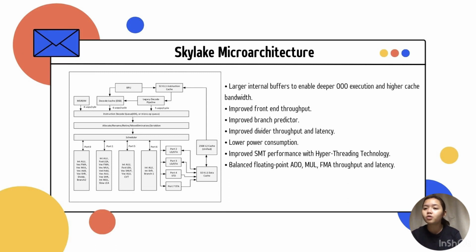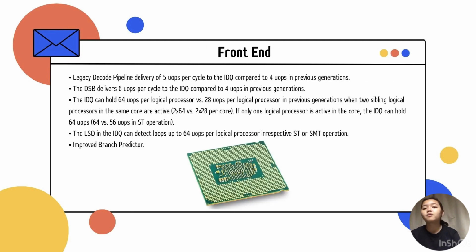Lastly, 4-core configurations can be supported similar to the arrangement. Next, I am going to discuss the front-end efficiency. The first one I'm going to talk about is legacy decoding. The Skylake front-end delivers an impressive 5 micro-operations, also known as UOPs, per cycle to the instruction decode queue, also known as the IDQ, enhancing processing efficiency by efficiently decoding instructions.